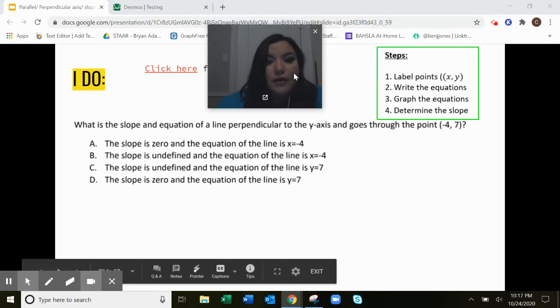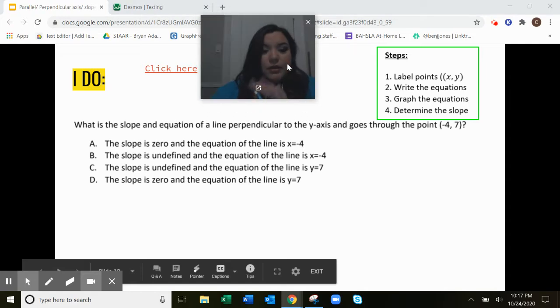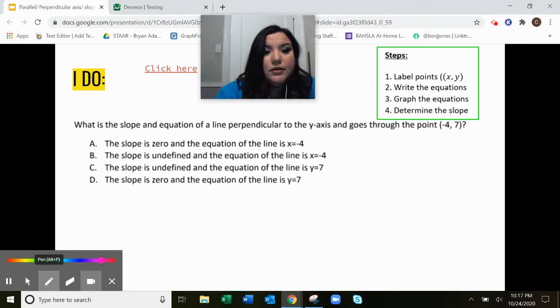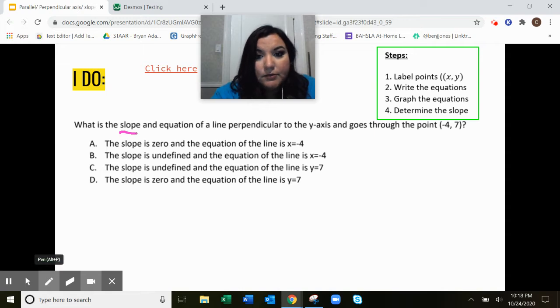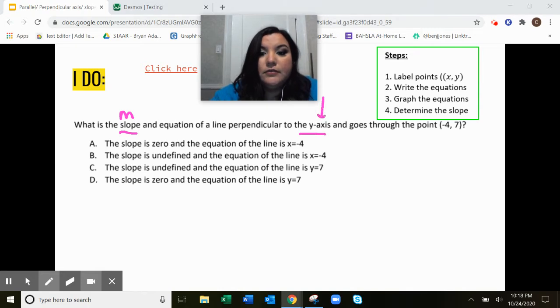So here we have, what is the slope and equation of a line perpendicular to the y-axis and goes through the point -4, 7. So from last week, we learned that slope is the same thing as rate of change. So that is also represented by the letter M. And it says, and the equation of a line perpendicular to the y-axis. So the y-axis we know is the line that goes up and down.